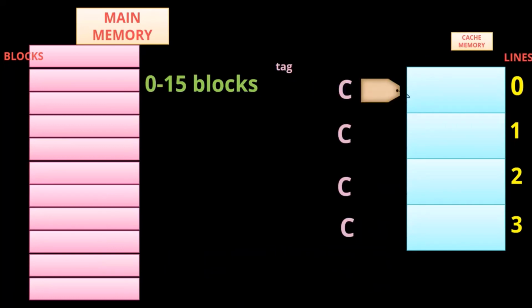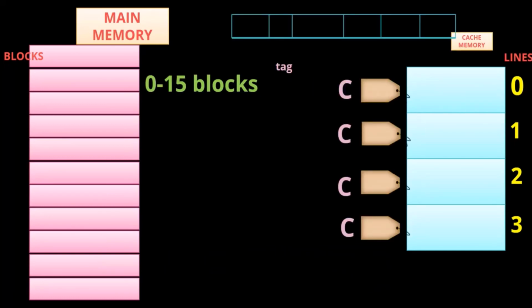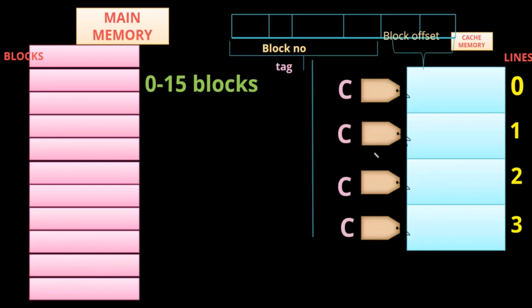See how this works. As usual, here 4 bits for block number and the last 2 bits for block offset. Here this C is nothing but the comparators. This block number will be compared to the tag. So it first checks whether the first block number is present in this tag using a comparator. If it's not, then it moves to next one. Then searches whether this block number and this tag matches. If no, then next move to one. If no, then next move to one. So like this it searches.